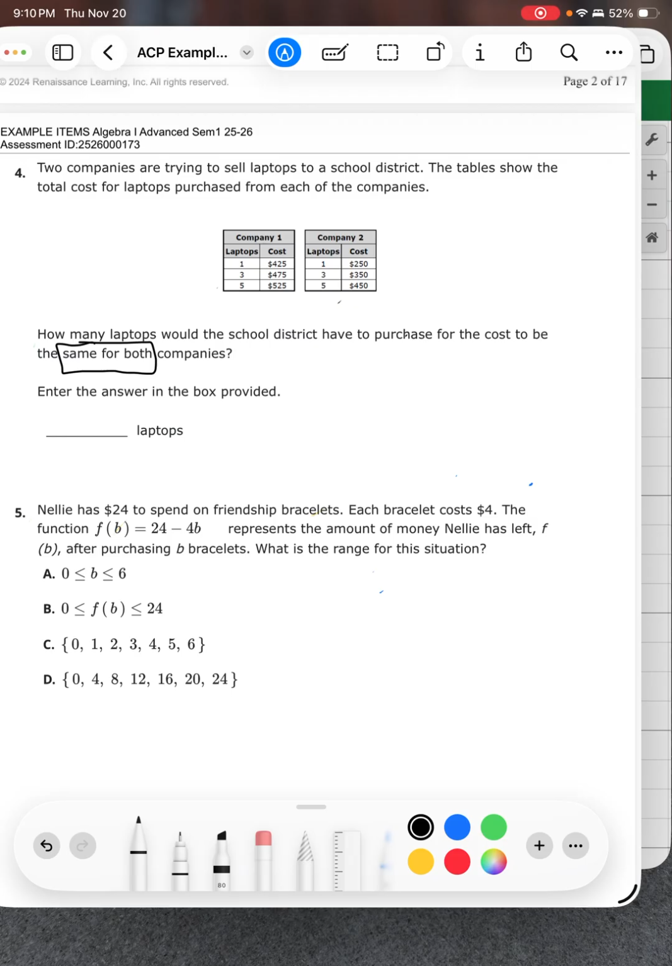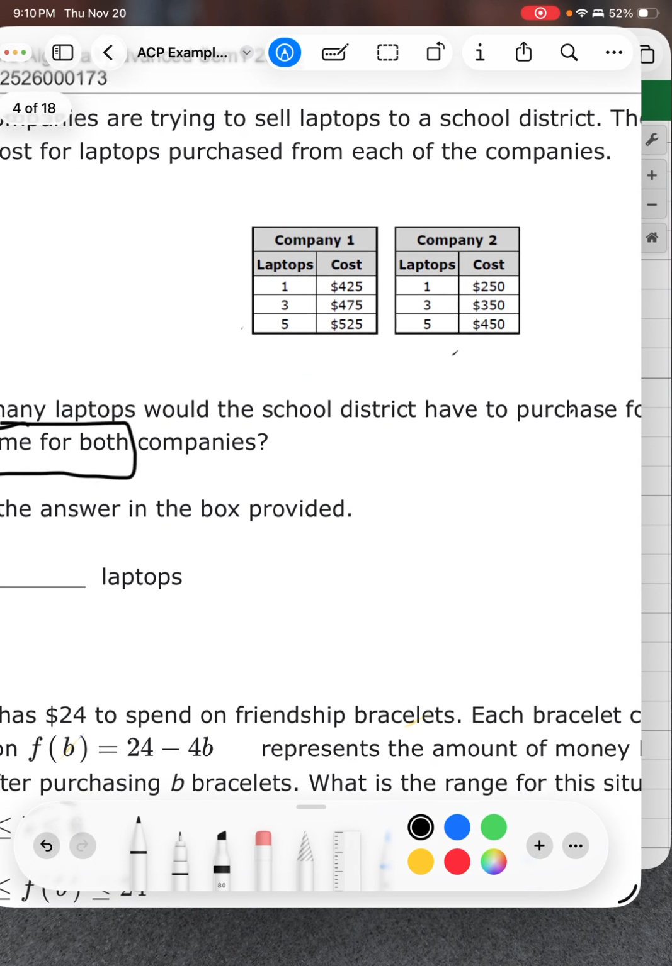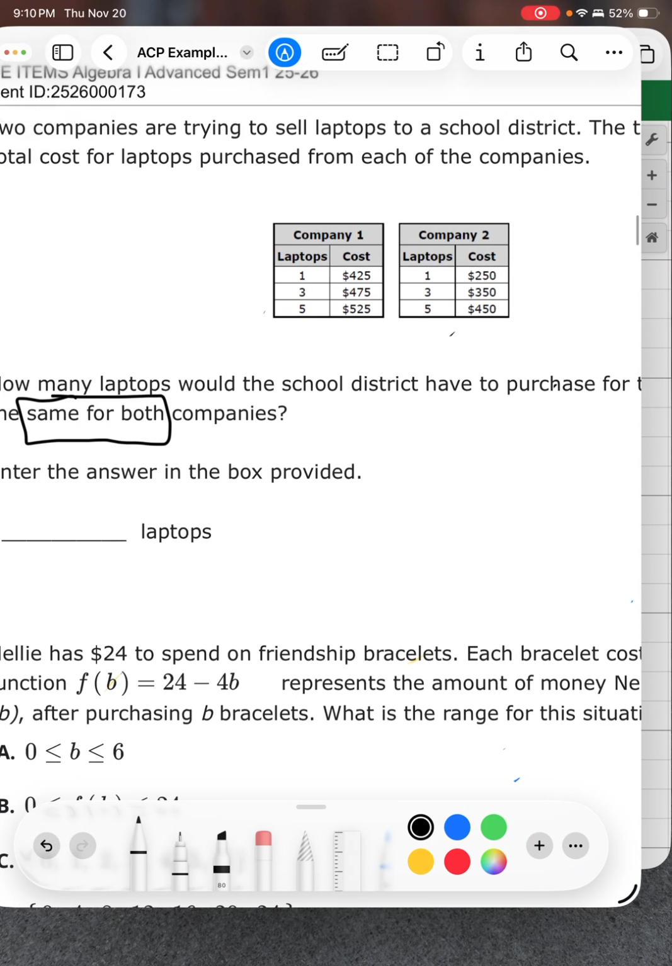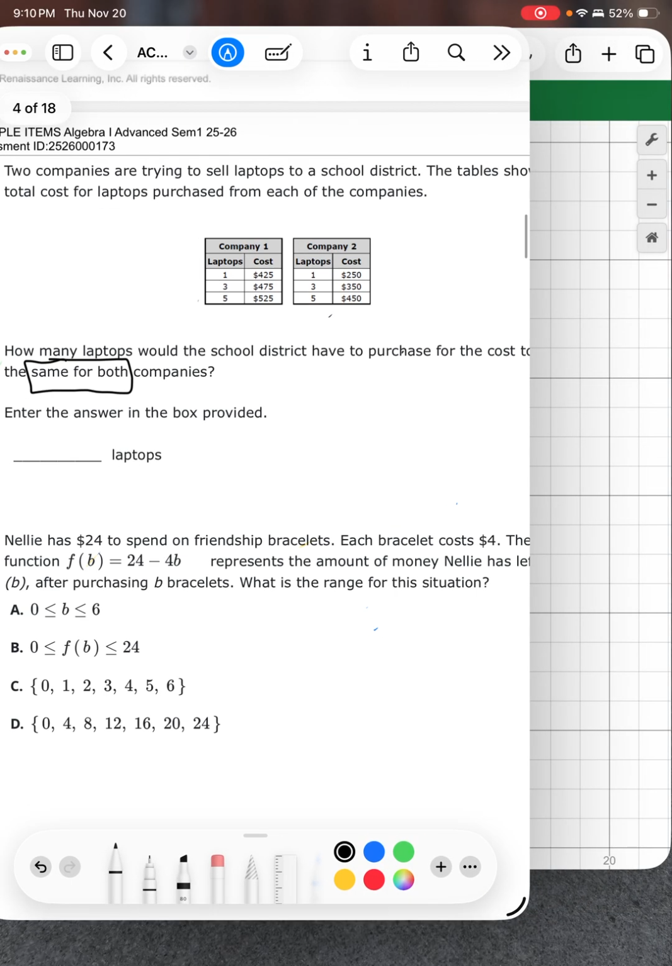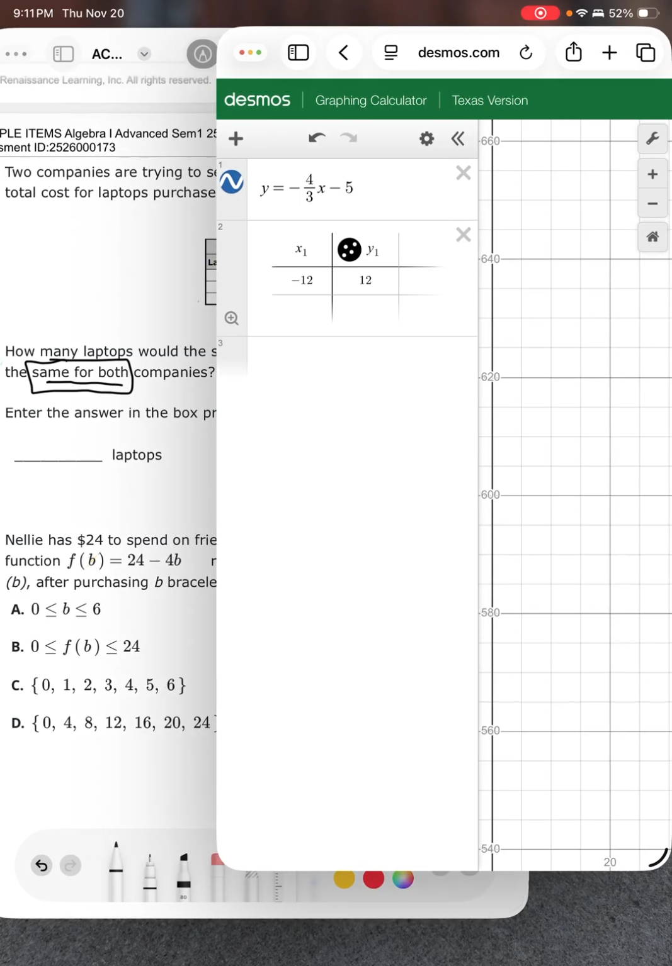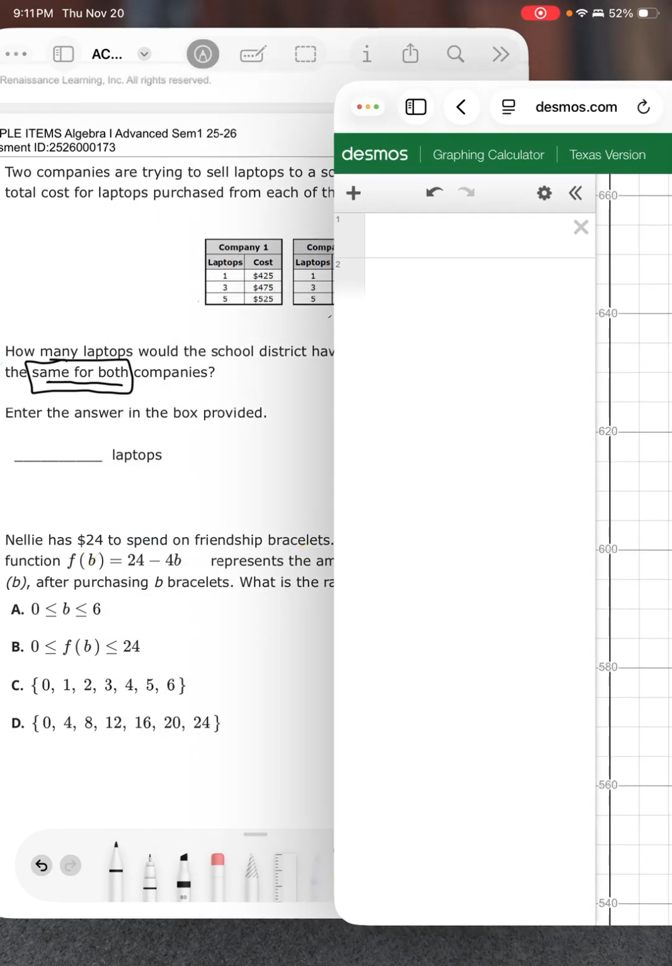So when I have 2 tables, I can go ahead and put those into Desmos so I can get my 2 equations. These ones are going to be actually a little bit easier because they're automatically going to be in slope-intercept form. And when I'm trying to figure out when they're going to be the same for both companies, that's where they want me to find my point of intersection. Whoa, I will clear all that out.